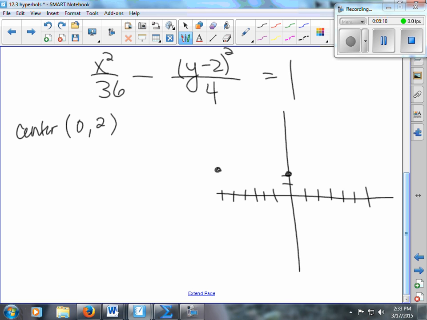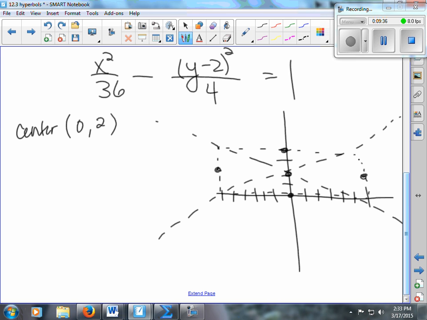I'm going to put in 6 from each side. And my y radius is 2. And now I'm going to make this box. And then I'm going to go corner to corner through the center to get my asymptotes in place.